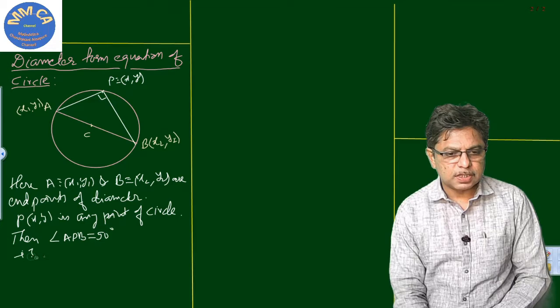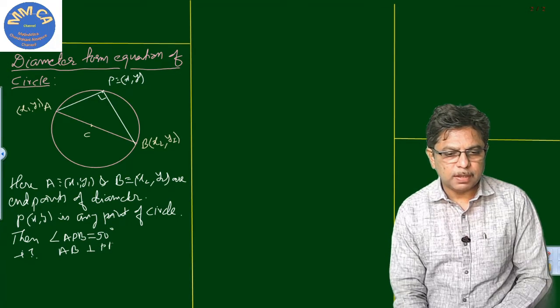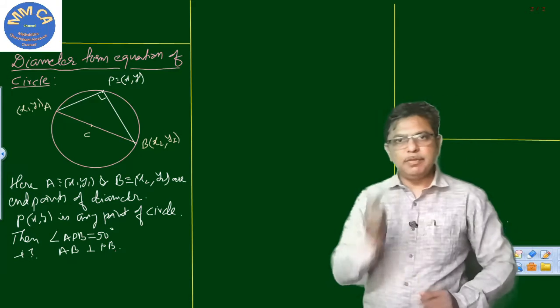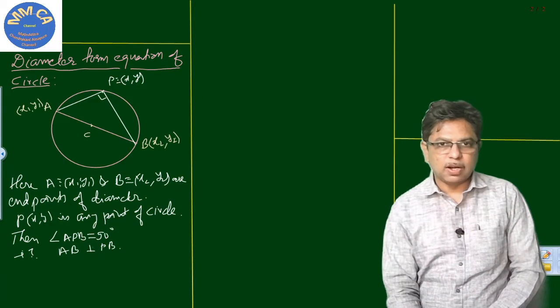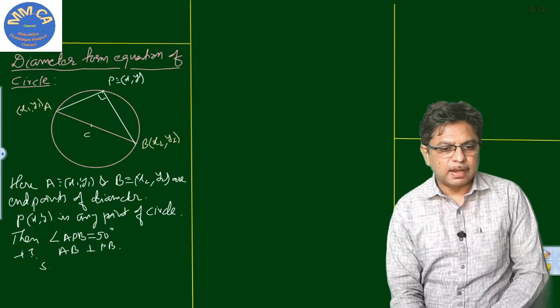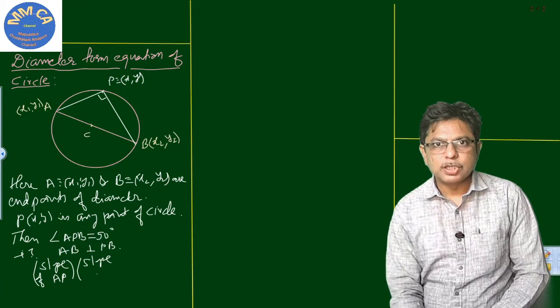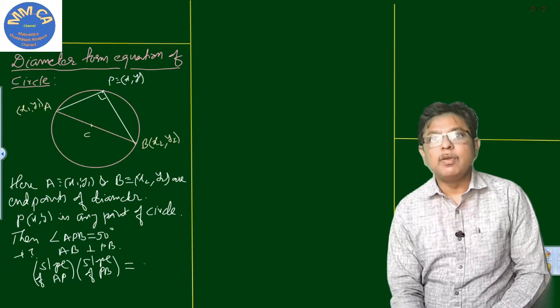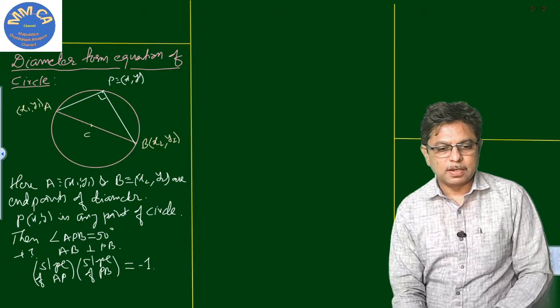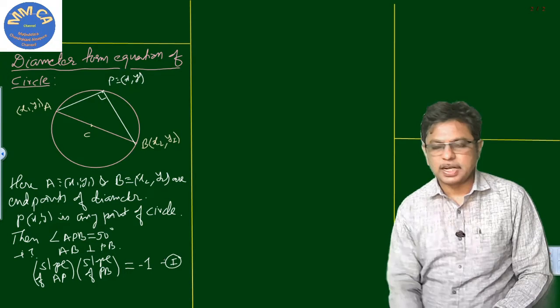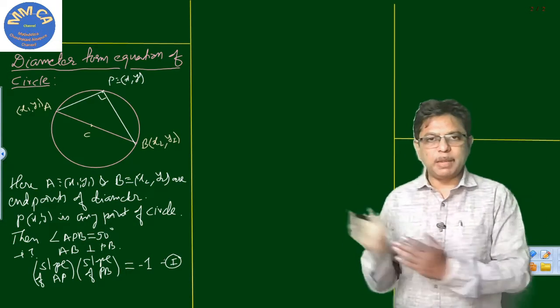That is, AP is perpendicular to PB, and in straight lines we have seen that if two line segments are perpendicular, then the slope of AP into the slope of PB will be equal to -1. This is the property we have studied in straight lines. Now we will calculate the slope of AP and the slope of PB.